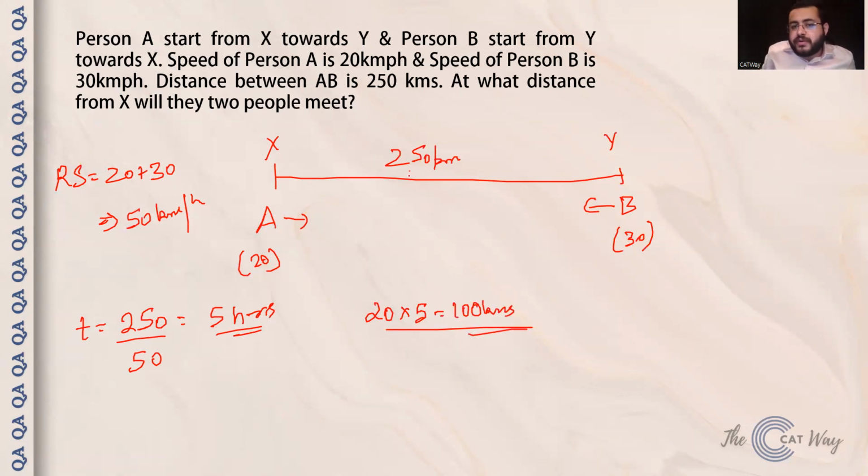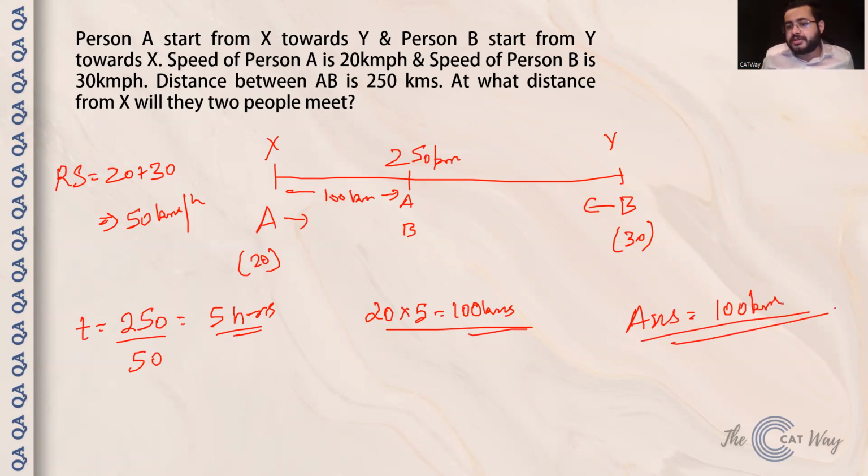So A would be somewhere over here. After 5 hours, let's say this is 100 kilometers. So A is somewhere over here, B is also somewhere over here, exactly at the same position. So at what distance from X do they meet? They meet at a distance of 100 kilometers. So the correct answer would be 100 kilometers.